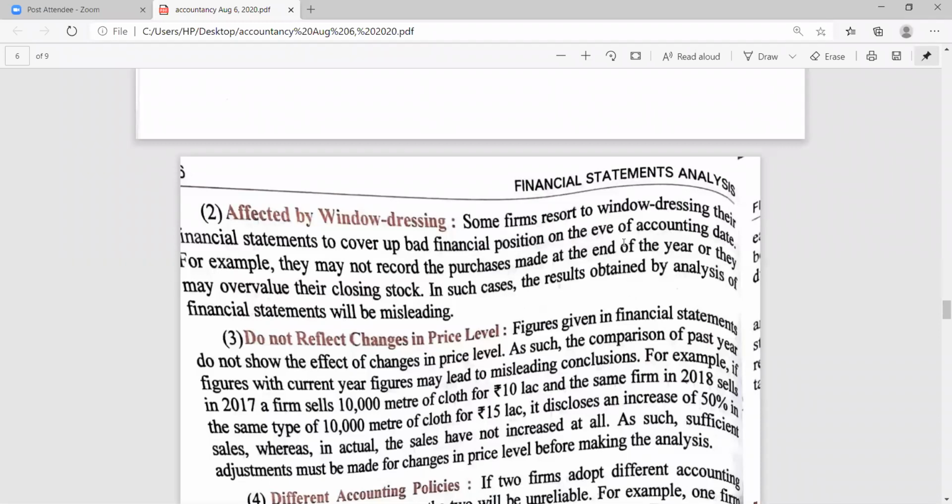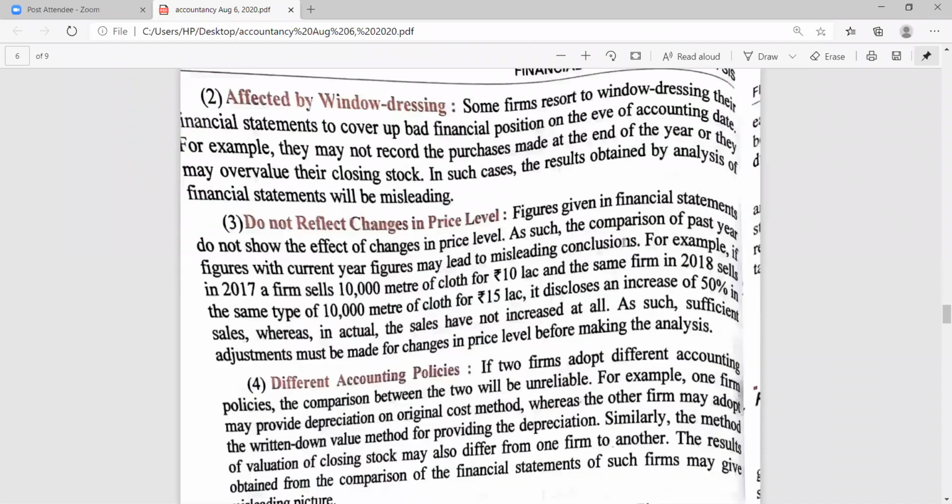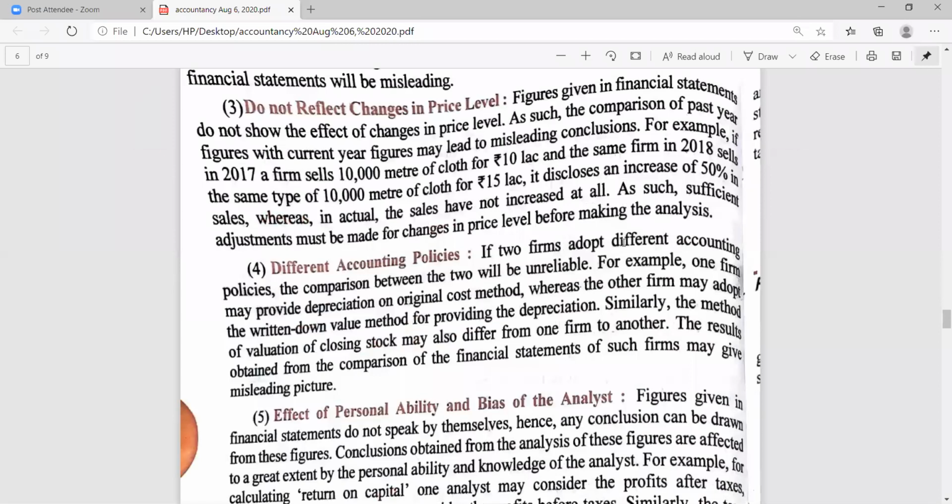The next limitation: they do not reflect the change in price level. The figures in financial statements do not show the change in price level, because the price level changes year by year. Sometimes an increase in sales, let me give an example. In 2017, the firm sold 10,000 meters of cloth for 10 lakh. And the same firm in 2018 sold 10,000 meters at 15 lakh. It is clear that the increase is 50% in sales, whereas the actual sales have not increased at all. The actual sale is 10,000 meters of cloth, but the per unit income has increased.